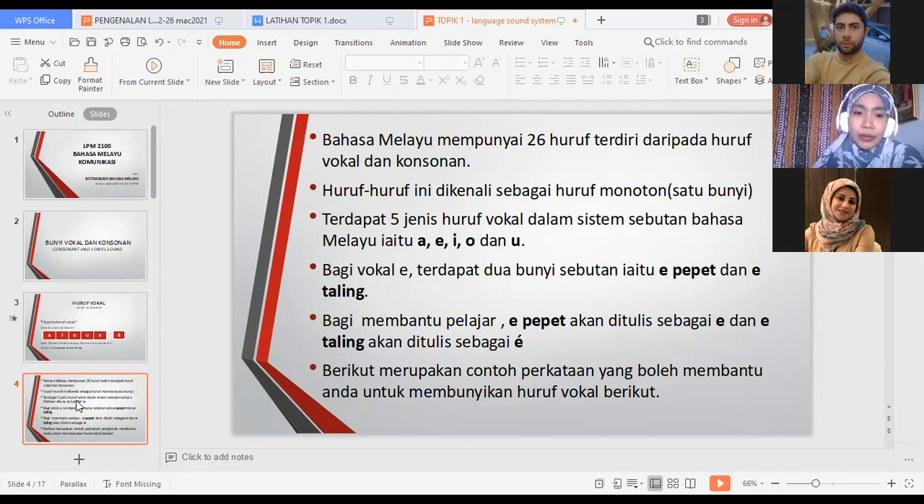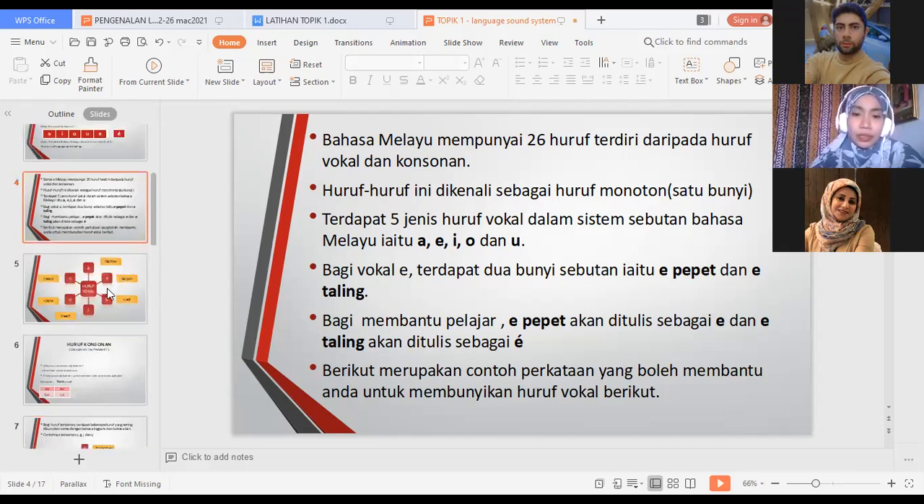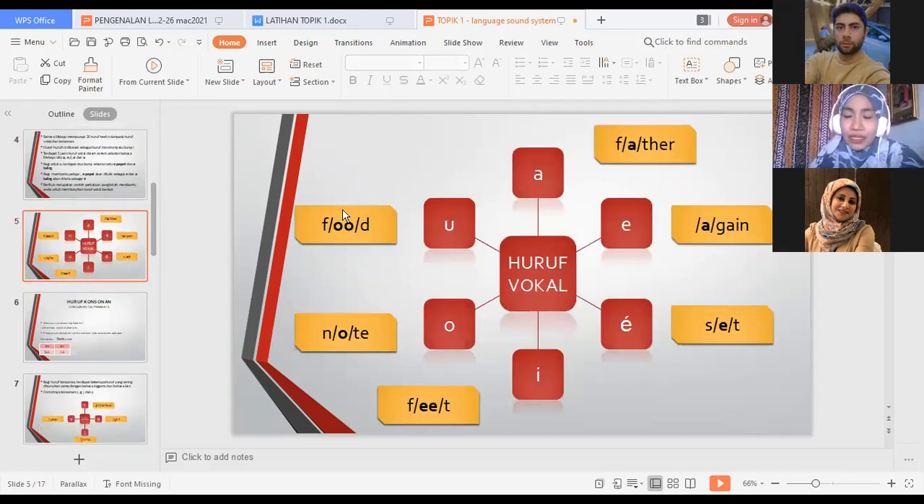So now, to help you memorize the sound, my computer is sometimes not working. Sorry.